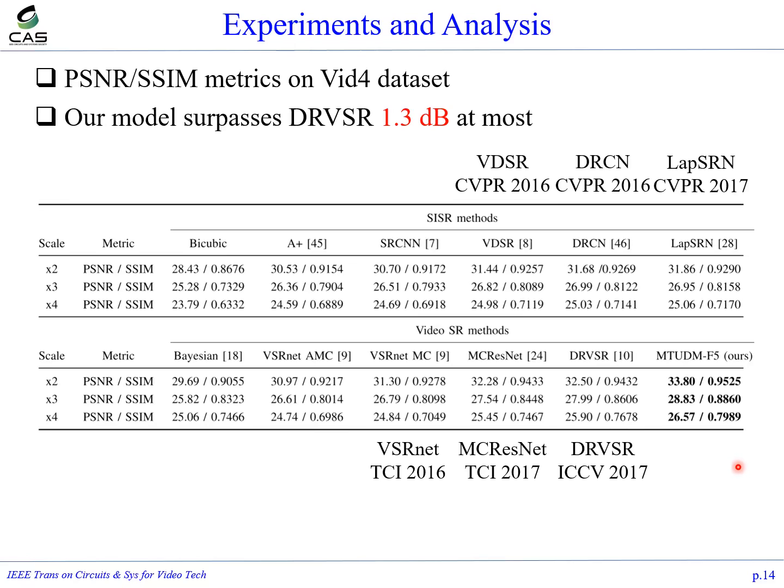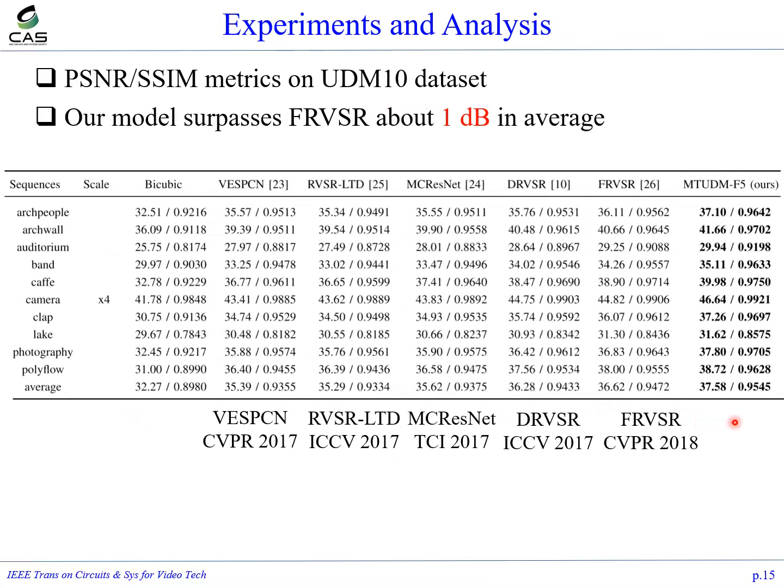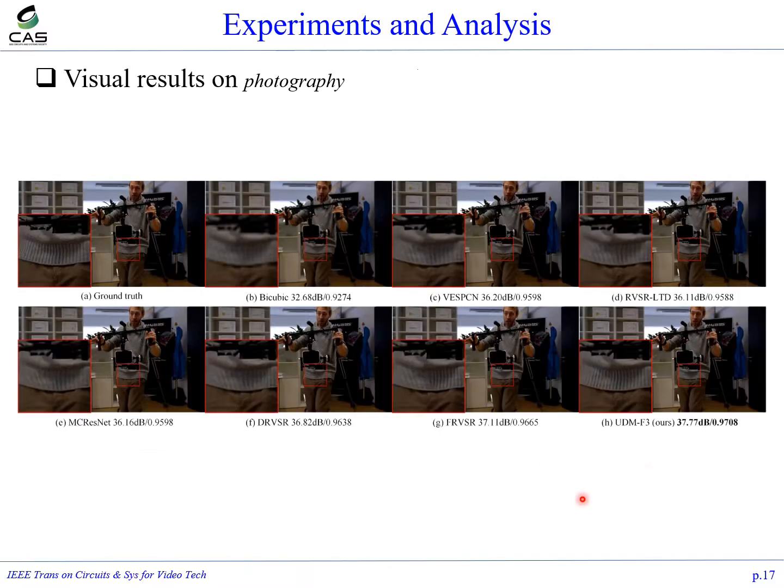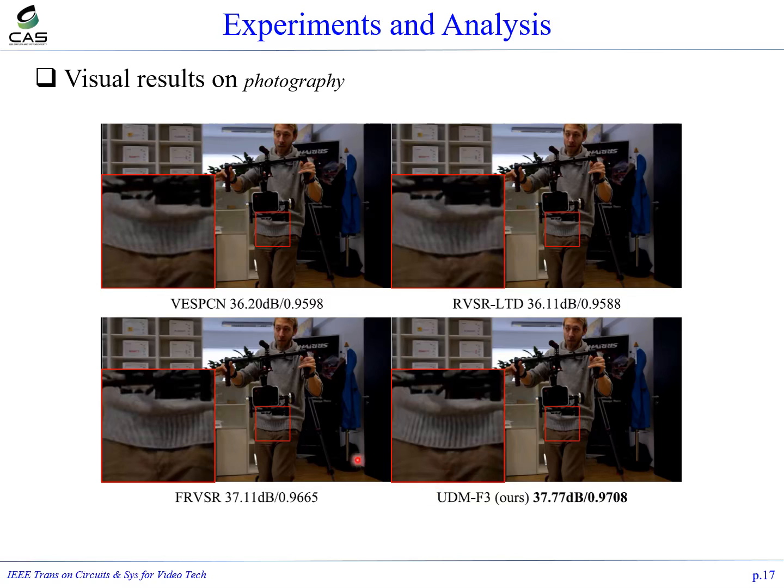These are the results on the VID4 dataset, and our model surpasses DRVSR by 1.3 dB at most. And these are the results on the UDM10 dataset. Our model surpasses FRVSR by about 1 dB on average. Although our methods need more time for testing, they behave much better and need less time for training compared to DRVSR and FRVSR. As you can see, our model recovers stripes with clear details.